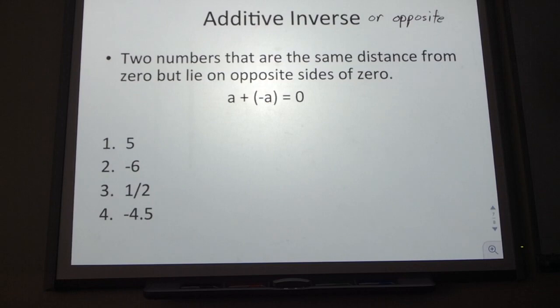Okay? So what is the additive inverse of 5 for number 1? What would make that into 0 if we added it? Negative 5. What would make negative 6 a 0? Positive 6. Okay, what would make 1/2 a 0? Negative 1/2. And last, what would make negative 4.5 a 0? 4.5. So you can see that that is the same as just opposite.